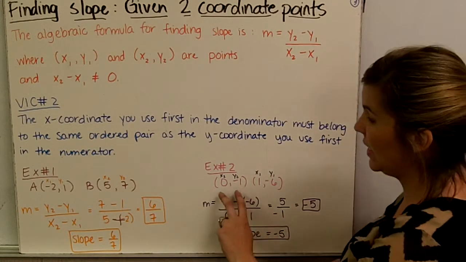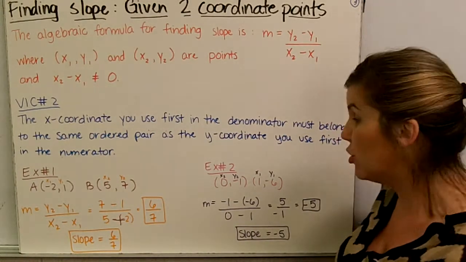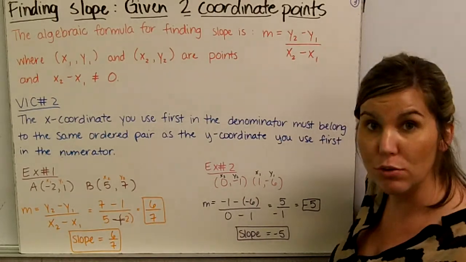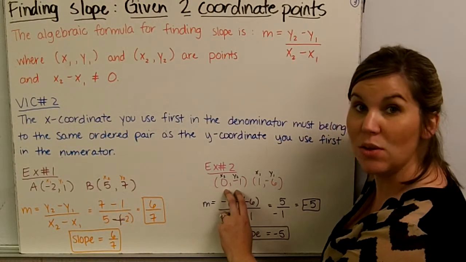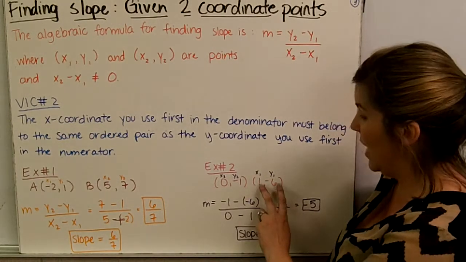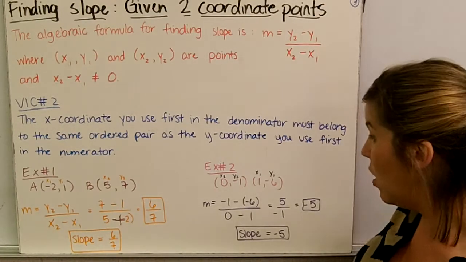Example number 2. Again, I have two ordered pairs, and I'd like to go ahead and label them. Now, I want to show you that you can choose either ordered pair to be the 2's and either ordered pair to be the 1's. So I chose this as x sub 2 and y sub 2, and this one as x sub 1 and y sub 1. And again, I label them to keep myself on track.